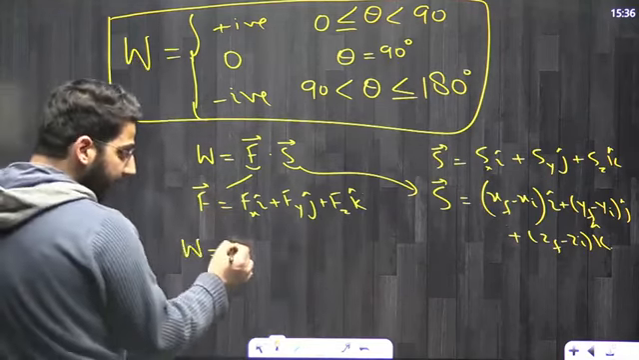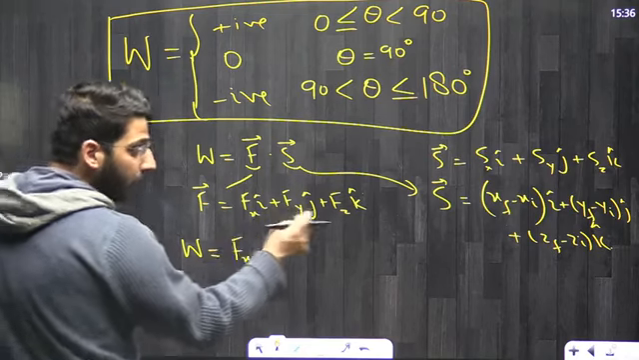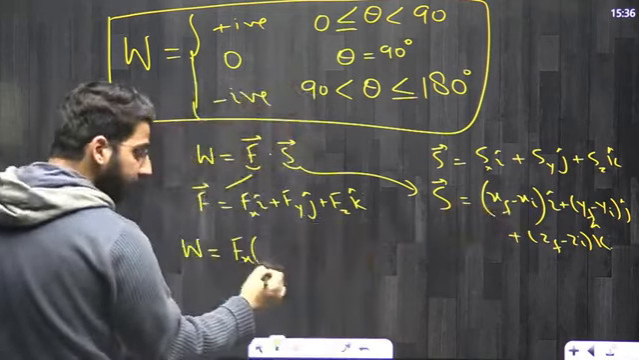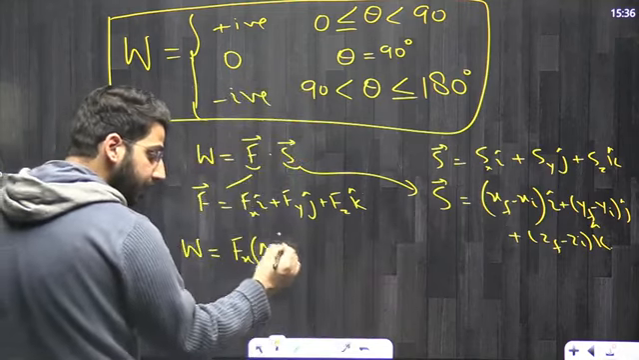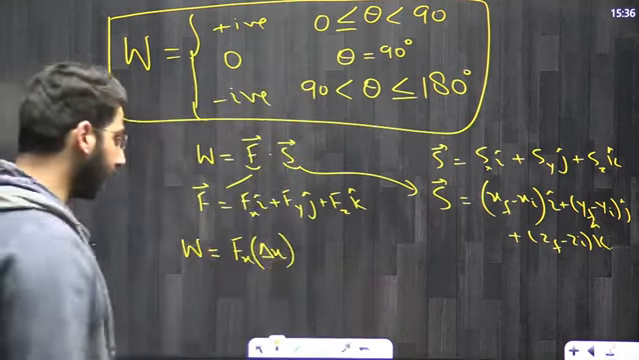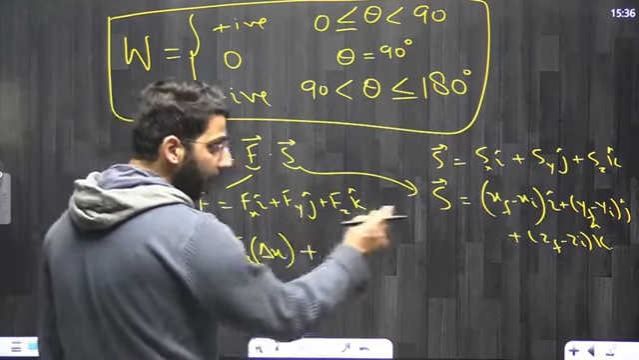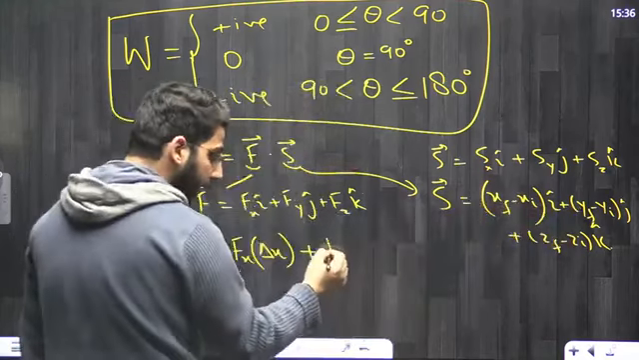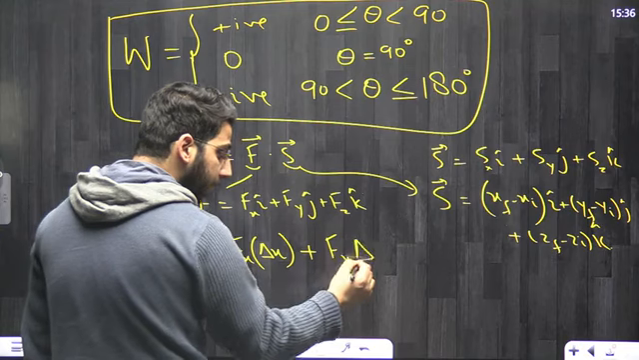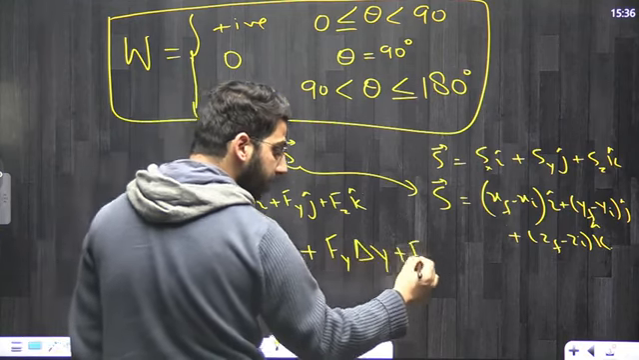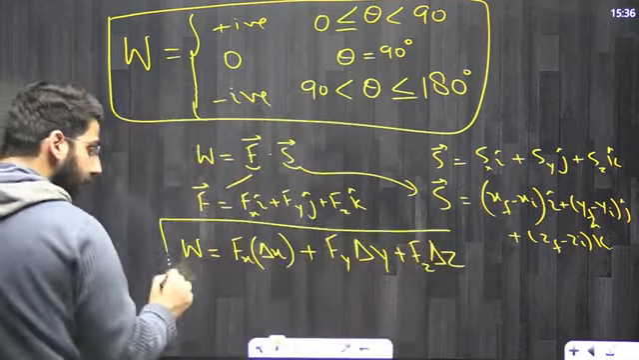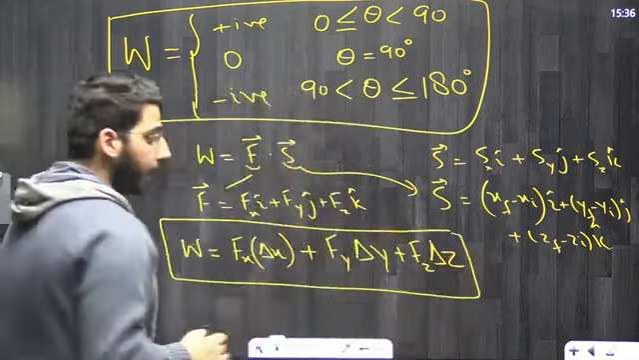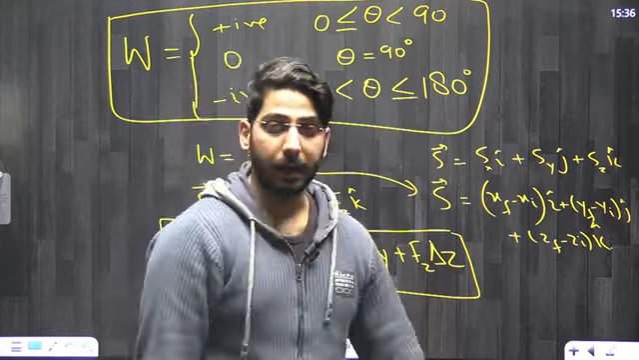Work done will be Fx, since i dot i is one, Fx times x final minus x initial, and I can call that delta x. Fx delta x plus similarly Fy will get multiplied to delta y, Fy delta y plus Fz delta z. Okay, so this I can write as another beautiful notation for writing work done.